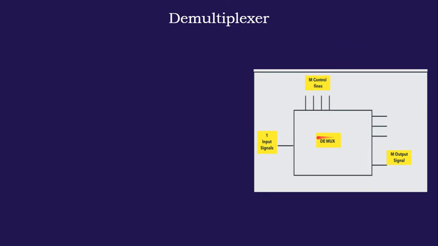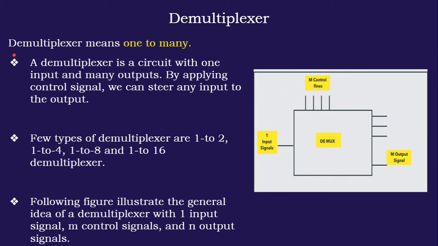Let us see what is a demultiplexer. This is the block diagram. As the name implies, demultiplex means the opposite function of a multiplexer. So one input signal is propagated into many output signals. That is the purpose of a demultiplexer. That too works on the basis of the control lines. So this is the function. Demultiplexer means one to many.